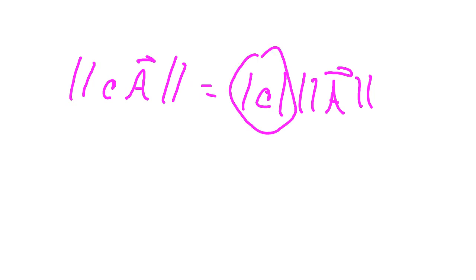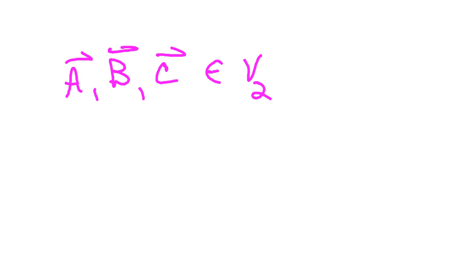So now let's get some results, laws. This is in the middle of page 6. We've got a vector, b vector, and c vector, which are all vectors. These are elements of V2, the 2-dimensional vector space, and little c and little d are scalars. They're elements of the real numbers.